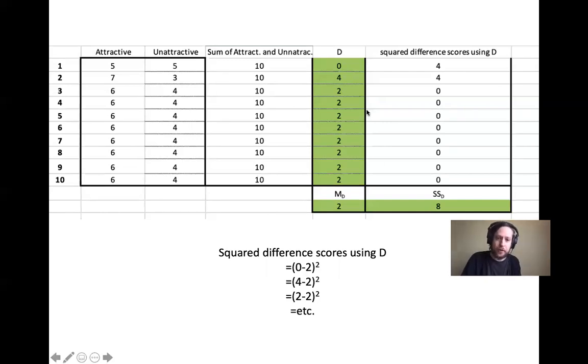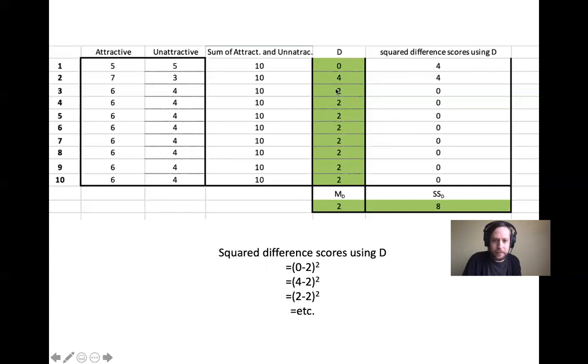So first, let's take the D's minus the M sub D and square them, and then add those all together. So 0 right here minus 2. That's what I'm showing you here. 0 minus 2 equals -2. -2 squared equals +4, which is this thing right here. So here's a different score right here, 4. 4 minus 2 equals 2. And we have it right here. 4 minus 2 equals 2. 2 squared equals 4.